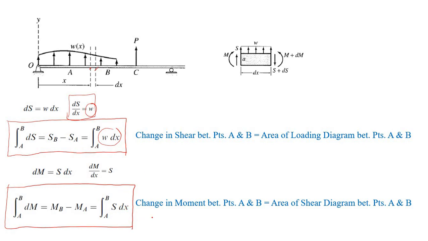Now, this is interpreted as the change in moment between points A and B equals the area of the shear diagram between points A and B, given by this equation. And another very important relationship is this equation. This equation tells us that the slope of our moment diagram for the infinitesimal point being considered is simply equal to the intensity of our shear.